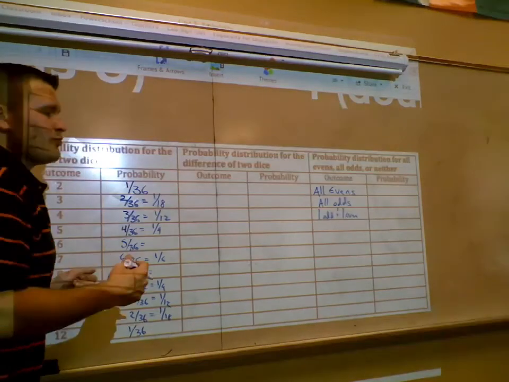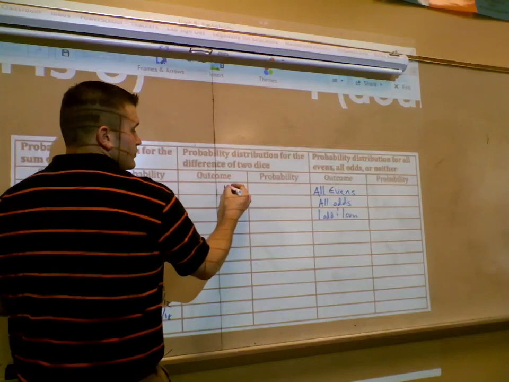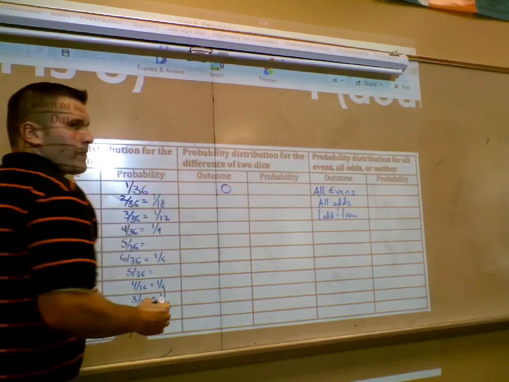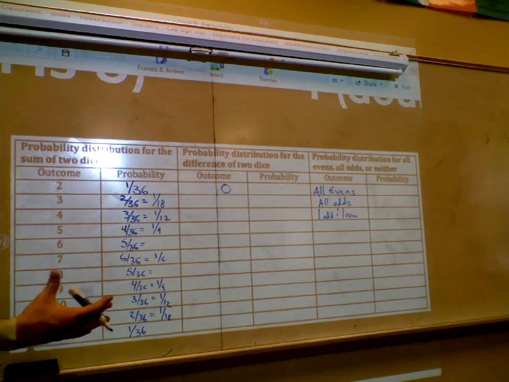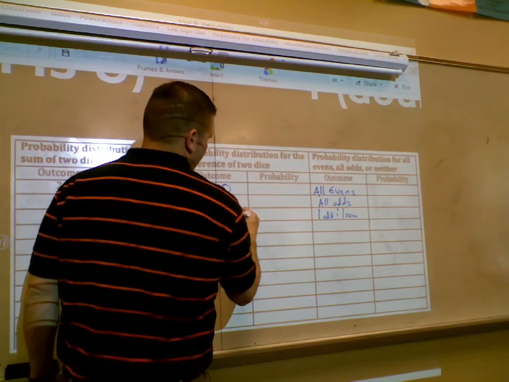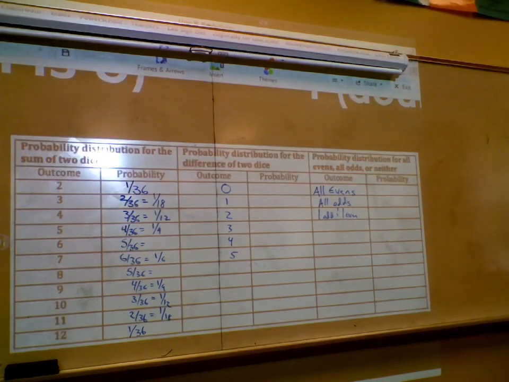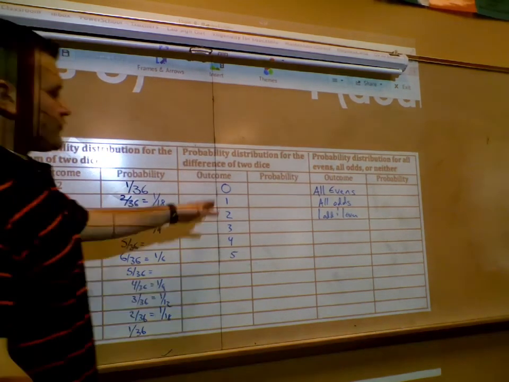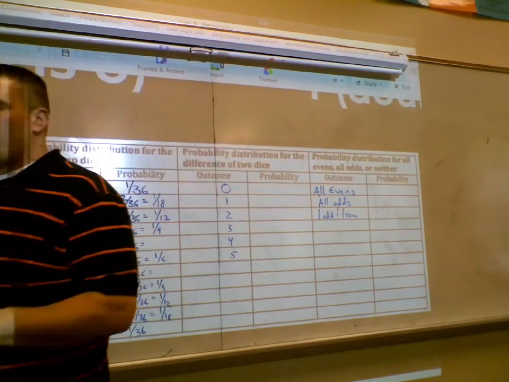What's the smallest difference you can have? 0. Difference between 6 and 6 is 0. What's the biggest difference you can have? 5. Good. So we have everything in between. Difference means you find how far the 2 numbers are apart. So I want you to find the probability distribution for the differences and for all evens, all odds, and 1 odd and 1 even.